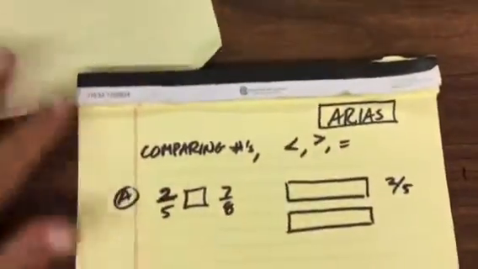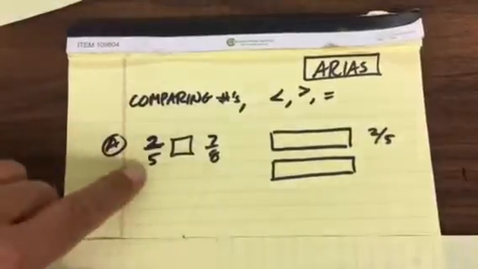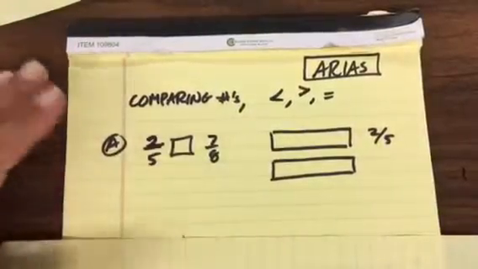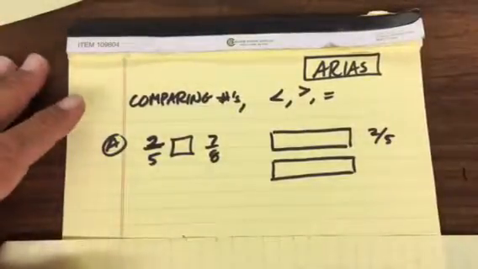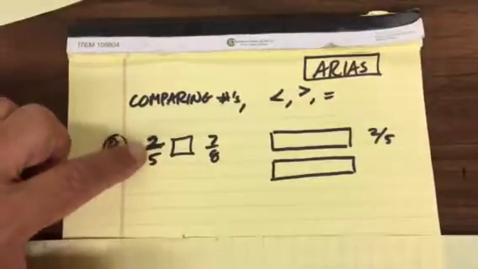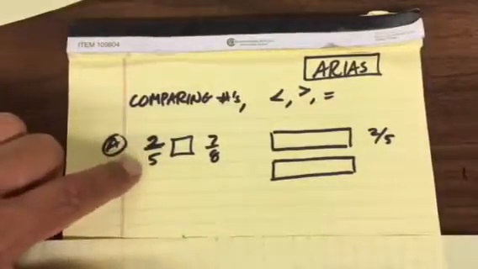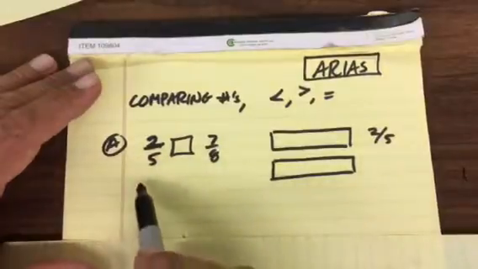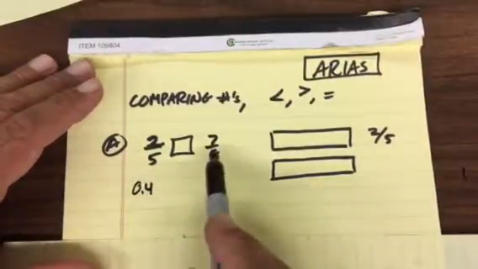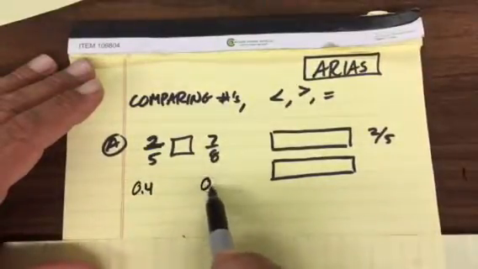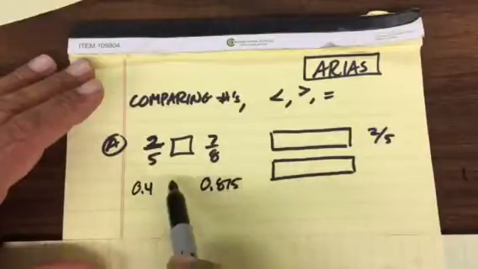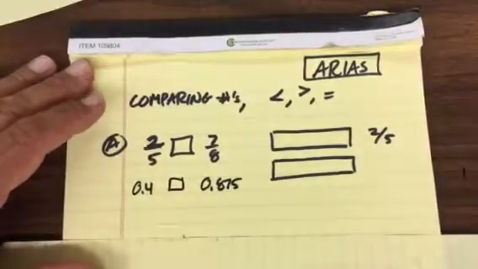We're here to compare numbers. Here's 2/5 and 7/8. We can compare those by making them into decimals by dividing. So we could say 2 divided by 5 would give us 0.4, and 7 divided by 8 would give us 0.875. That'd be a very quick way to compare those numbers.